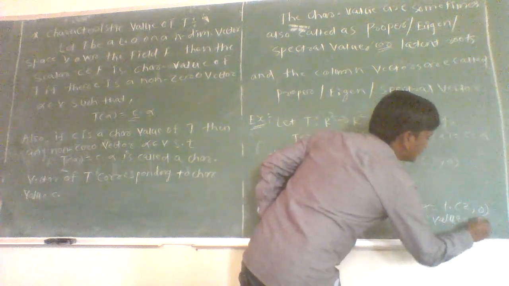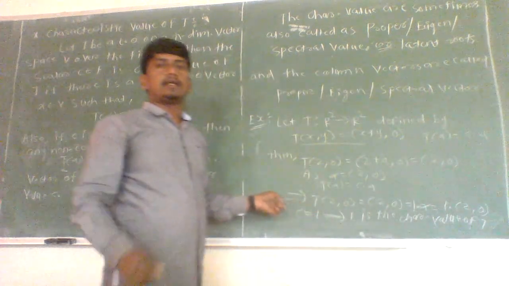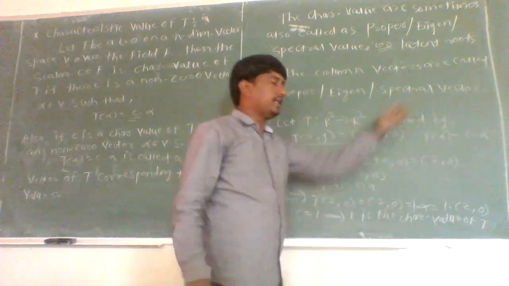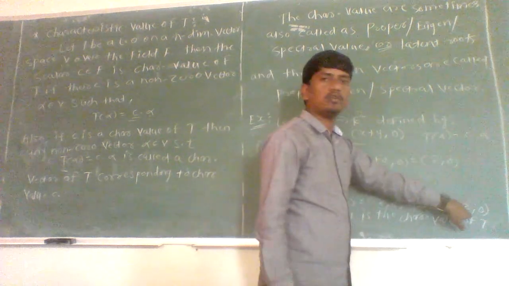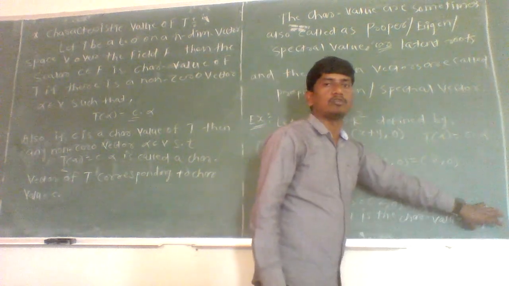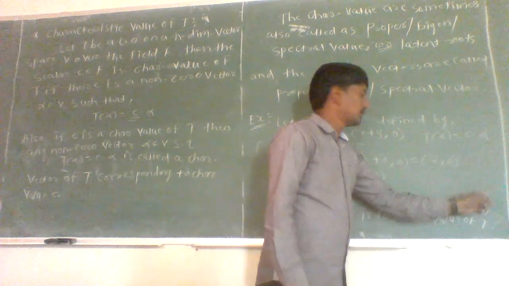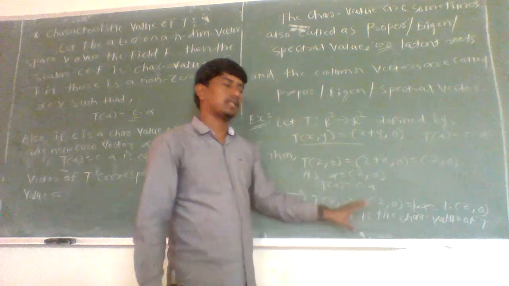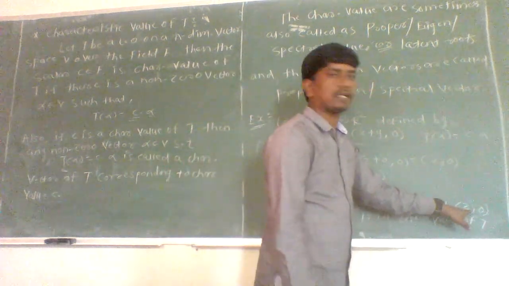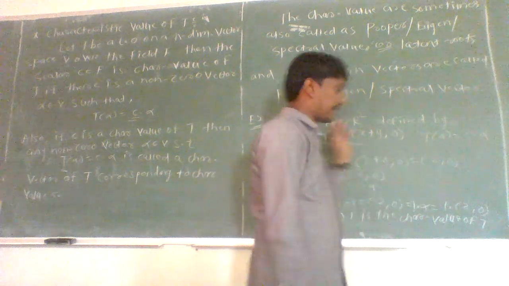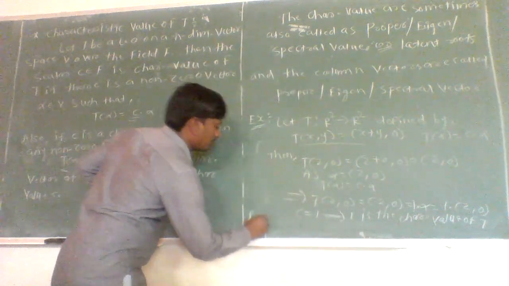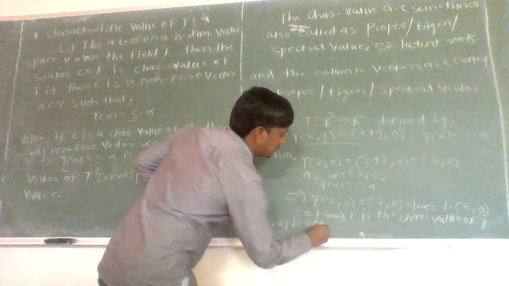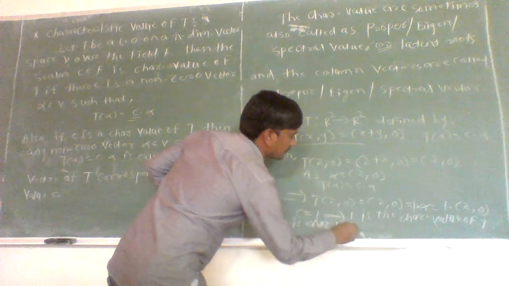So 1 is the characteristic value of linear operator T, and the value of alpha is (2, 0), which is not equal to 0. So alpha is a non-zero vector belonging to V such that T of alpha equal to 1 into alpha. 1 is the characteristic value of T, and from the definition of characteristic vector, (2, 0) is the characteristic vector.